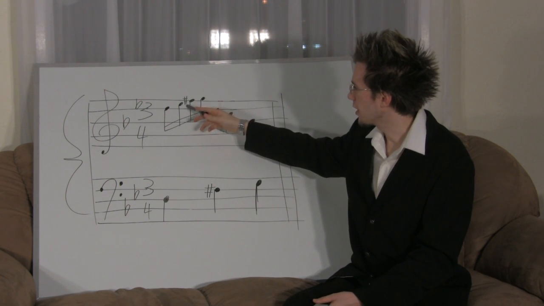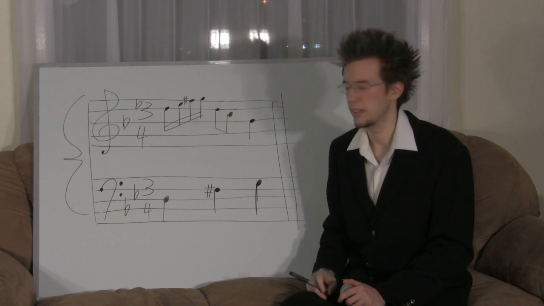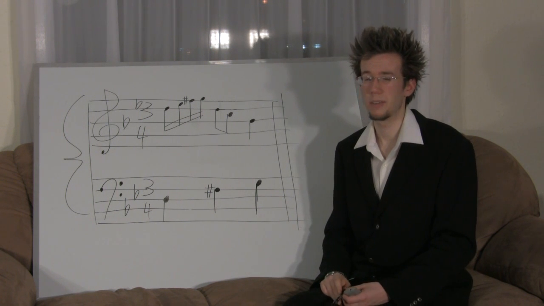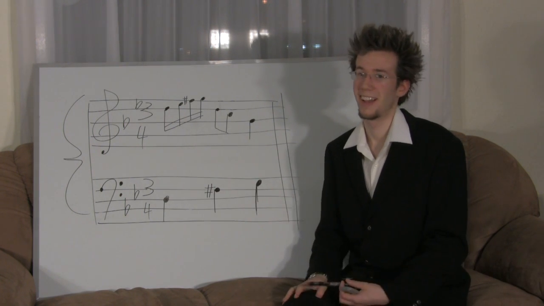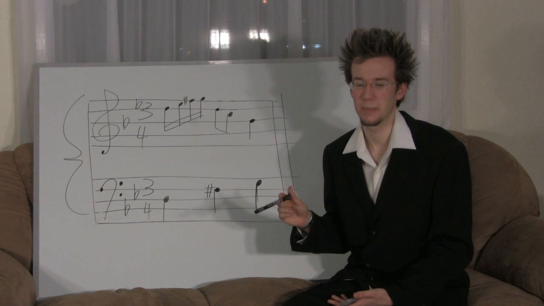So if you have a sharp on an F sharp randomly, then it's not that random. It's actually pointing out that they're raising this because it's in a minor scale. Very, very rarely would they ever just put a sharp there for no reason. There's always a reason for why they would do something like that.